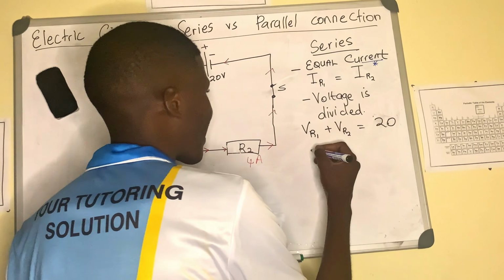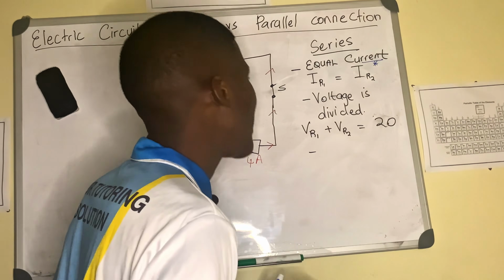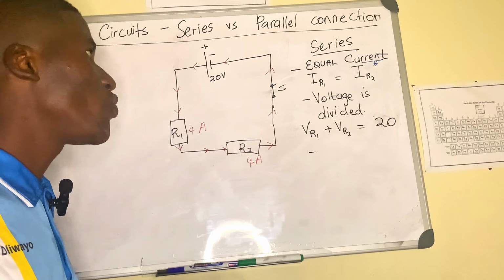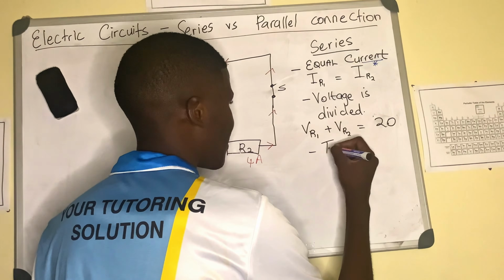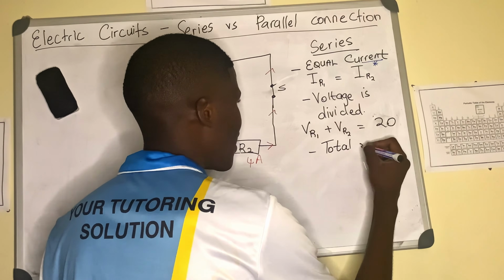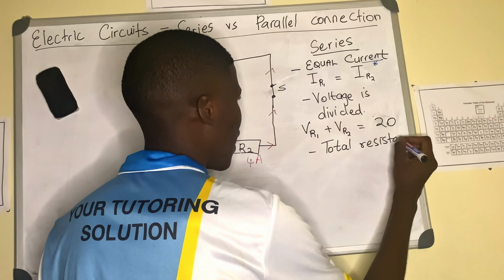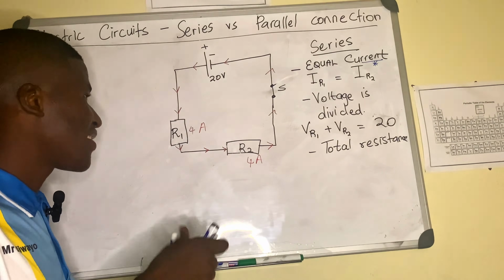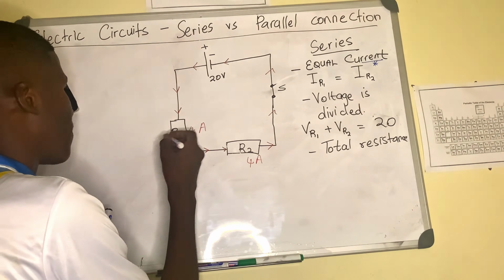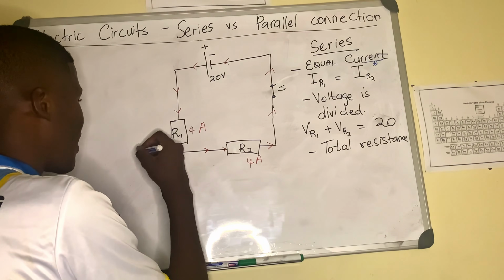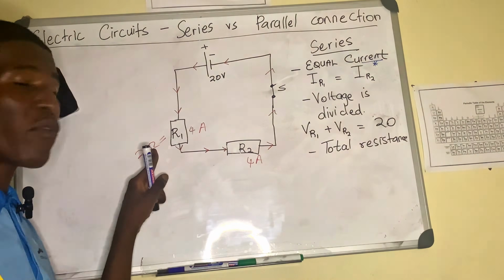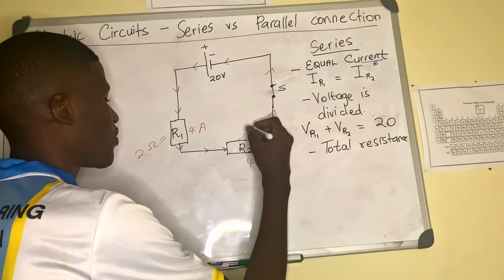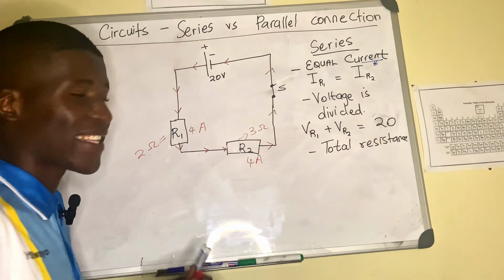Now let's talk about the resistance. So here, if you were to find the total resistance, we usually say it's the effective resistance or the total resistance. Let's just say, for example, R1 is equal to 2 ohms. Remember, what do we measure in ohms? It is the resistance. And let's say R2 is equal to 3 ohms. That's their resistance as well.